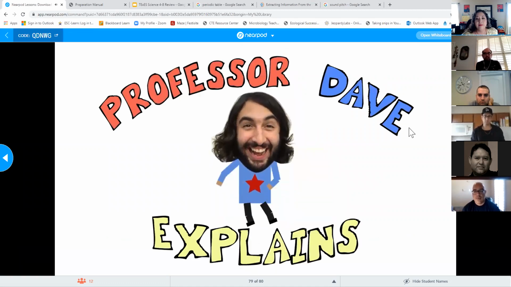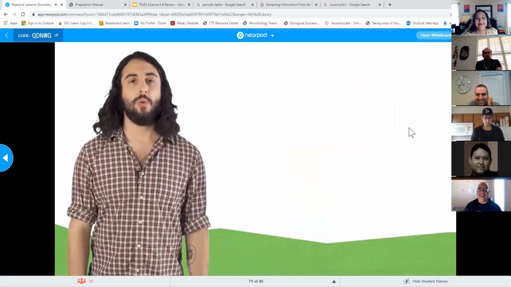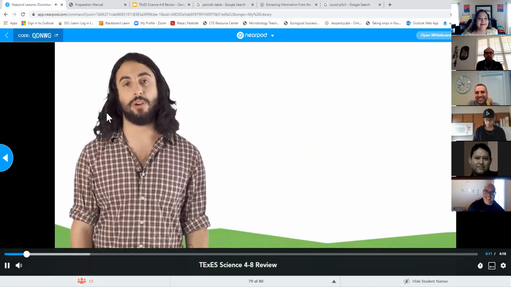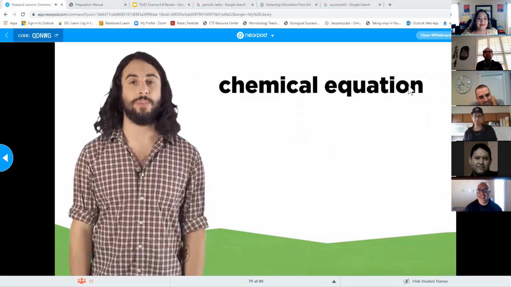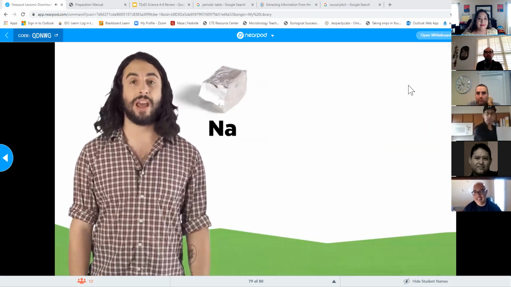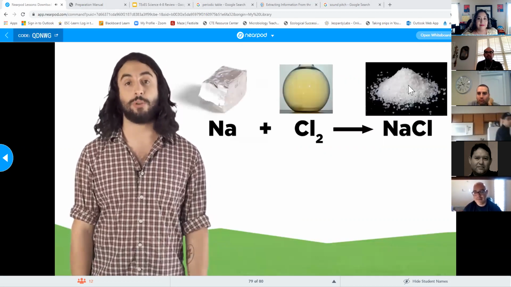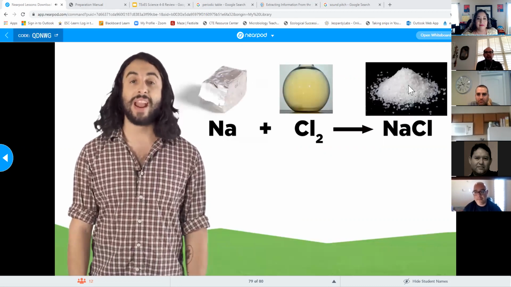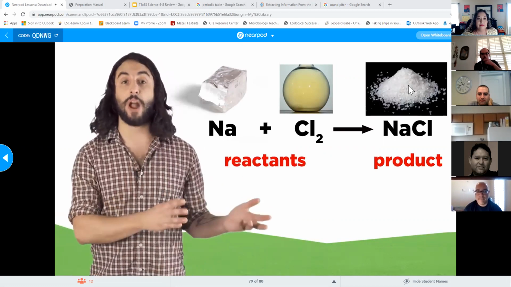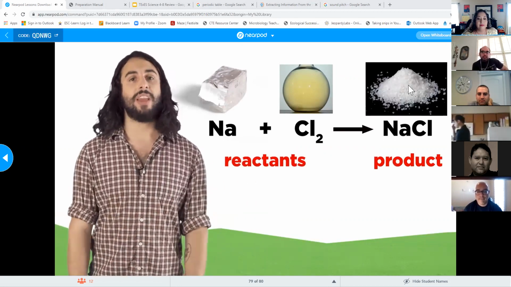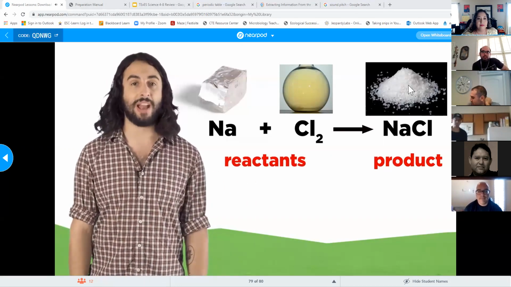Professor Dave explains. When substances interact and chemistry occurs, we can describe the process using something called a chemical equation. For example, when sodium metal reacts with chlorine gas, you get sodium chloride, or table salt. The arrow here is what separates the reactants, the things that react, from the products, the things that you get. The arrow also shows the direction of the reaction.